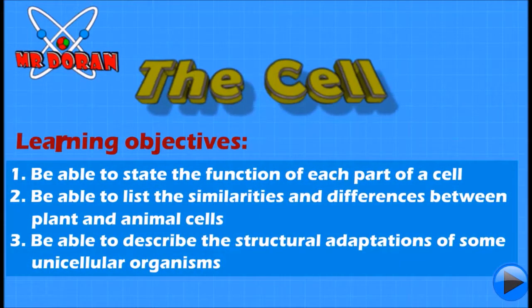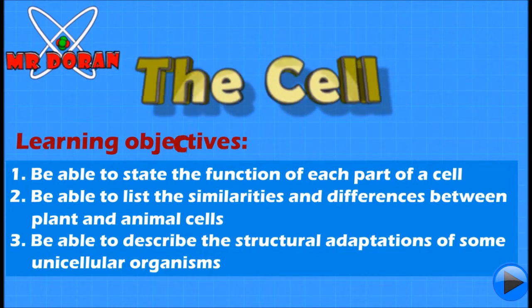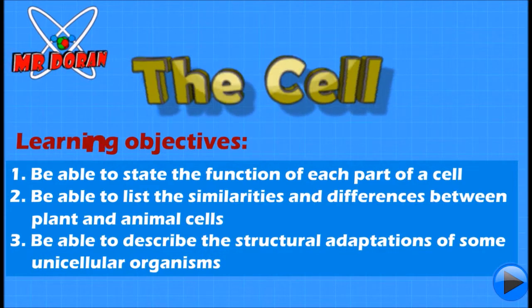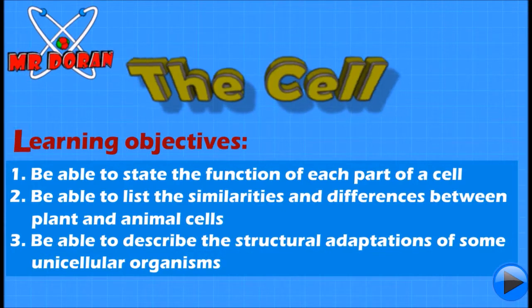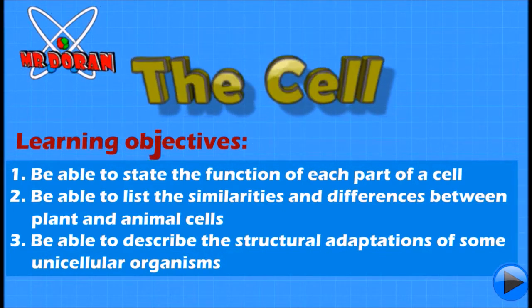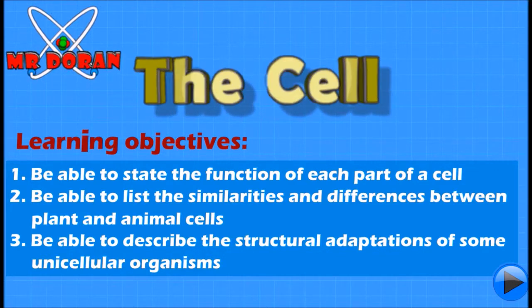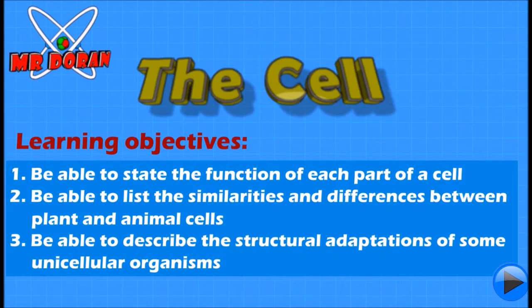In this video, we're going to look at the cell. So by the end of this video, we should be able to state the function of each part of a cell, be able to list the similarities and differences between plant and animal cells, and finally be able to describe the structural adaptations of some unicellular organisms.